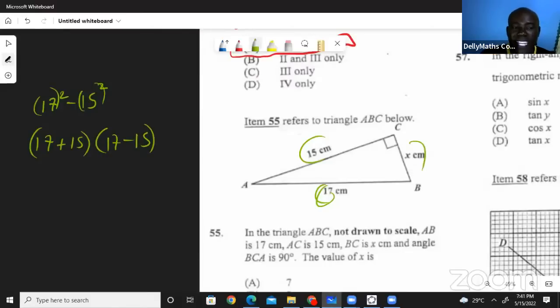So you factorize it like the difference of 2 squares. 17 squared, the square root of it is 17. 15 squared, the square root of it is 15. So you put them in a bracket and factorize them, because it's the difference of 2 squares. Put a plus, put a minus.